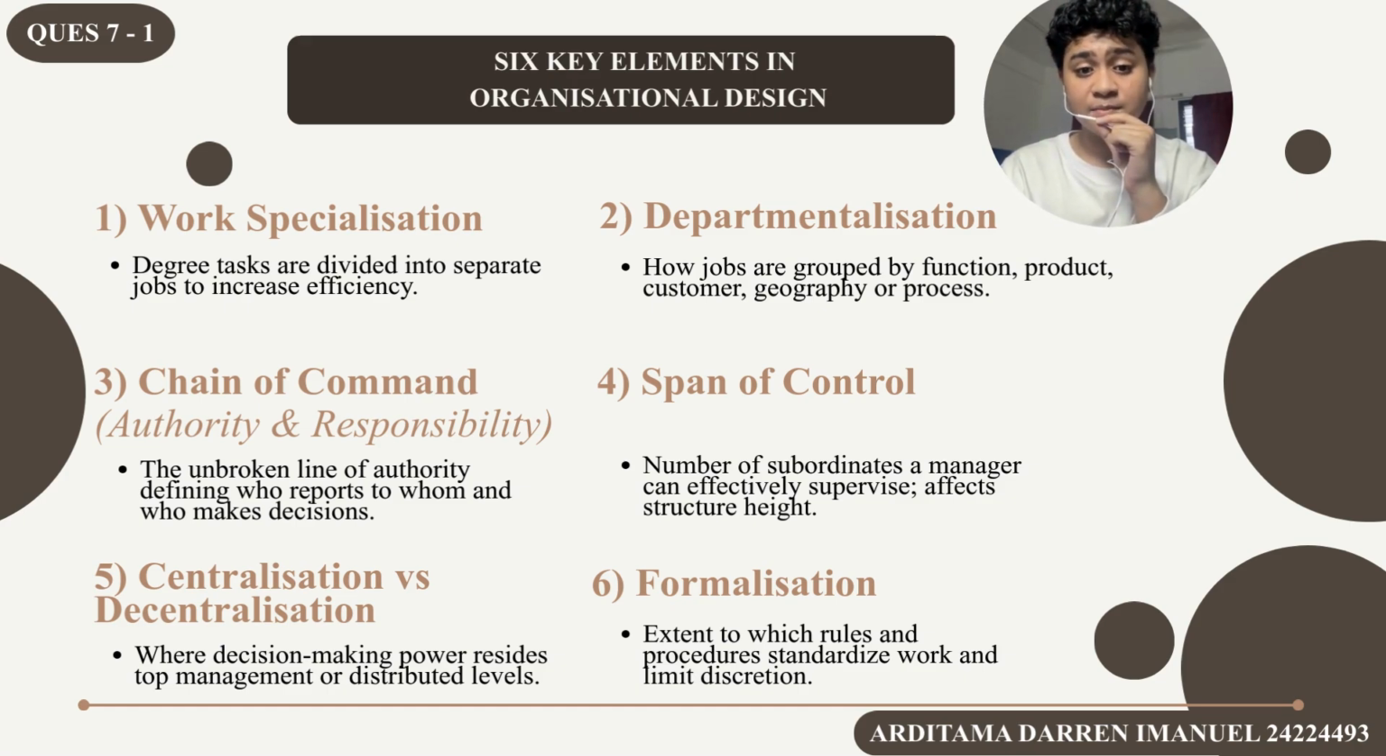The fourth is span of control. This refers to how many employees a manager can supervise effectively. Narrow spans create more management levels, while wide spans create flatter structures. For example, in a factory, supervisors manage fewer workers because tasks require close supervision.